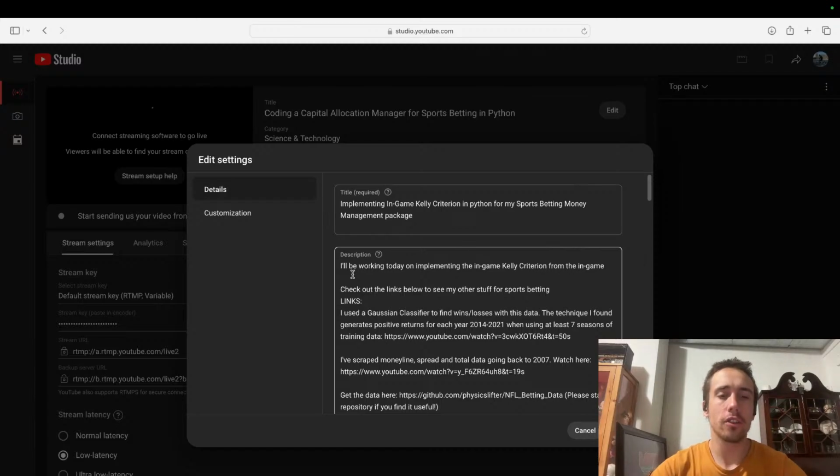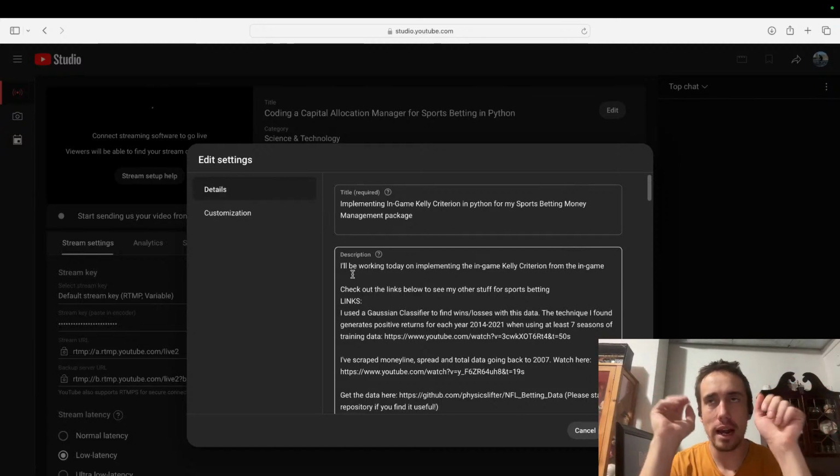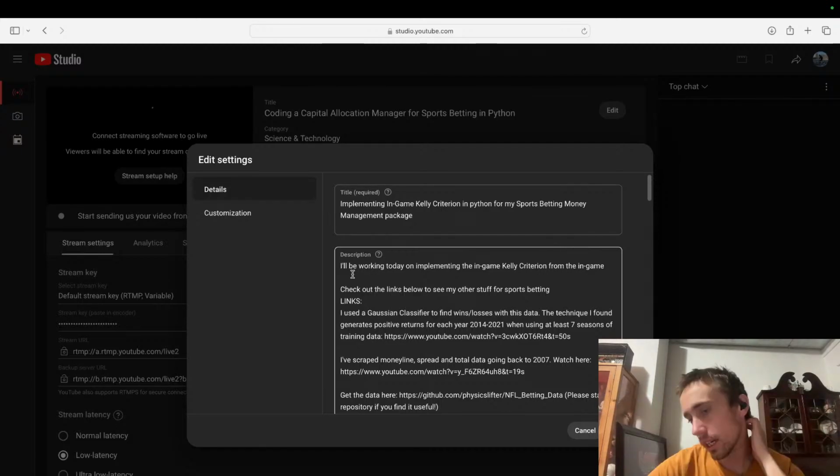But if you have a probability that an event's going to happen, and then the odds of the bet, the Kelly Criterion will spit out how much of your portfolio you should put on the bet.